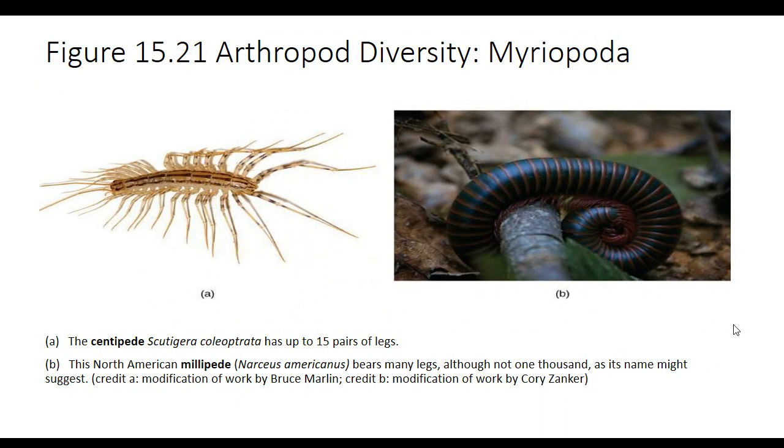Centipedes. Centipede means 100 legs. They don't have that many. Different species have different numbers of legs, but most of them have about 30 something legs. It varies. But this is a house centipede, the kind that often get into houses. You might see one on your wall.